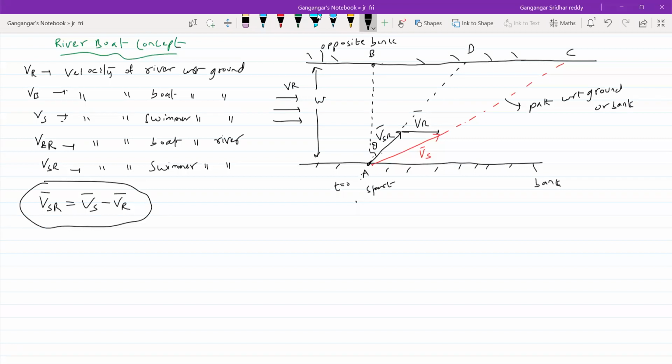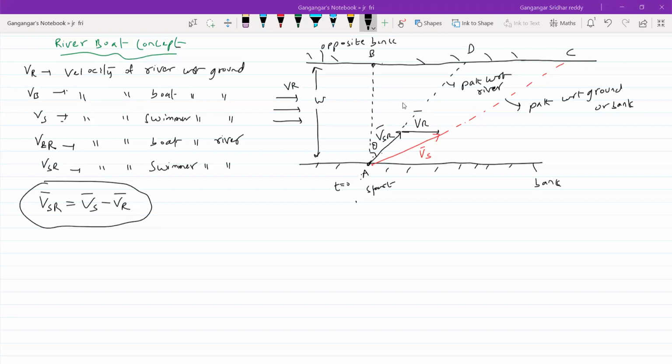What about this? Path of swimmer or boat with respect to river. When the swimmer is swimming in the river, he puts his head into the water, and if you ask him how he is moving, he says, I'm moving along the path AD. When he lifts his head and looks at the bank, he feels that he is moving along AC. VS is velocity of swimmer with respect to ground. VSR is velocity of swimmer with respect to river.